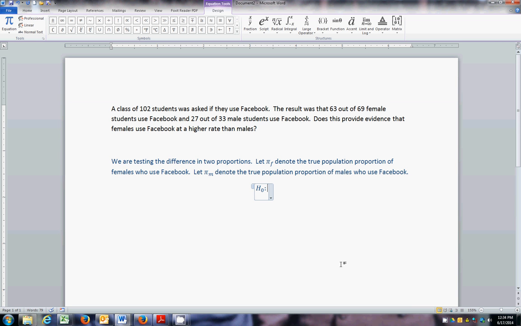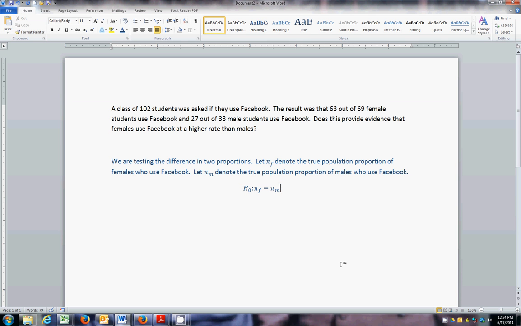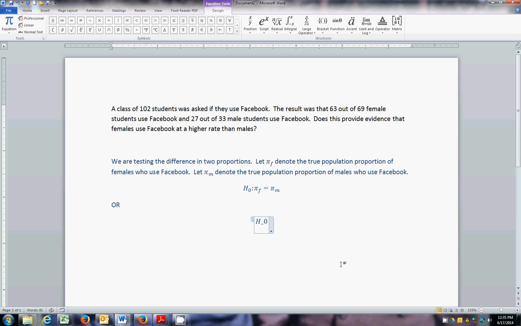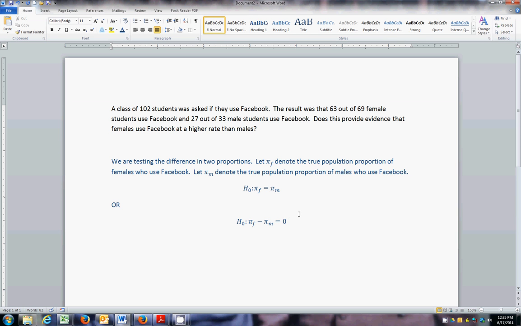We're always assuming something is true for a null hypothesis. So we're going to assume these are in fact equal. So our null hypothesis is that there is no difference in our population proportions. So a couple other ways to write this, just to note, is that our population proportion of females is equal to the population proportion of males, meaning the difference is 0. So again, these are just two different ways of writing the null hypothesis.